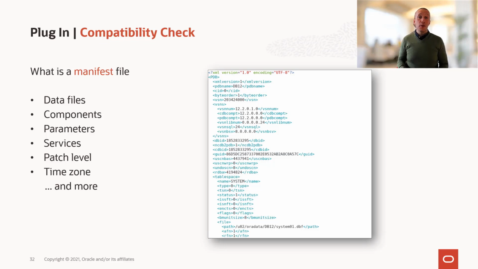Let me briefly touch upon the manifest file before we continue. We just created the manifest file, and in fact, it's just a simple XML file that is human readable. I mean, for those of us that do understand XML. But if you look at the file, you can see that it contains a lot of characteristics about the database, like for instance, information about data files, services, parameters, and so forth. But very important, you should never make changes to the manifest file.